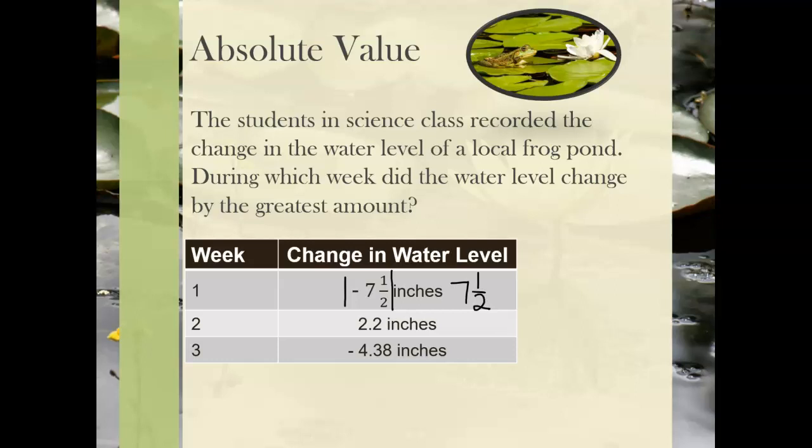In week 2, the water level increased 2.2 inches. The absolute value is 2.2. In week 3, the water level dropped 4 3/8 inches. The absolute value is 4 3/8. The greatest change in amount is 7 1/2 inches. Therefore, the week in which the greatest amount of change occurred is week 1.